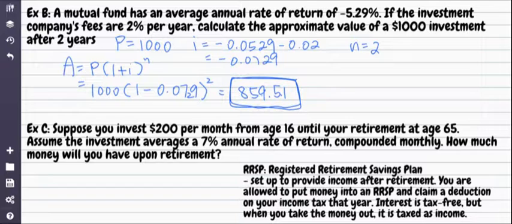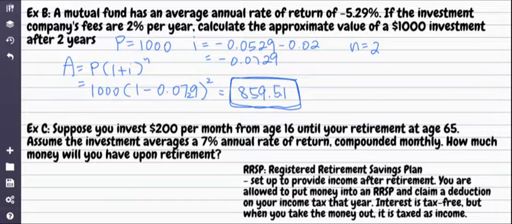Example C. Now we're going to talk about a different type of investment. This type is where you invest money on a frequent basis. So usually if you have a mutual fund or a bond or a GIC or something like that, you're going to put the money in and you're not going to touch it for a while. Okay, so that's why it just earns regular compound interest.